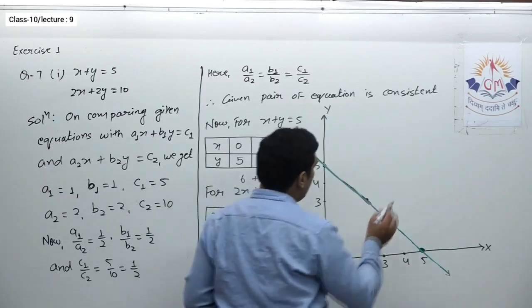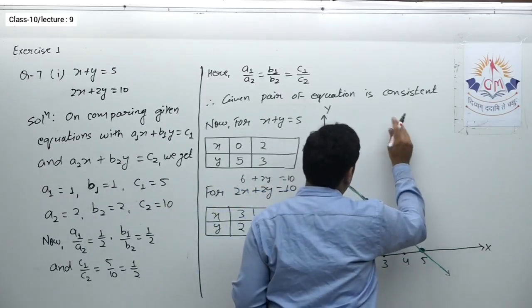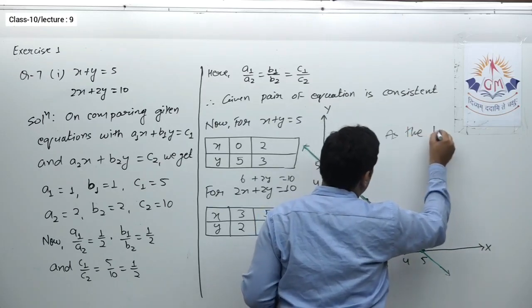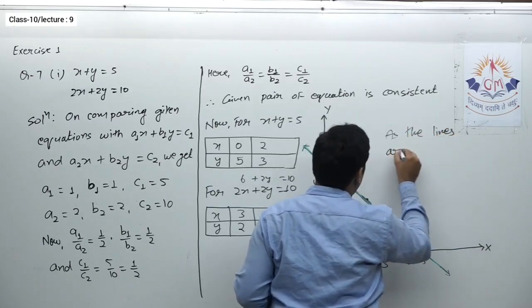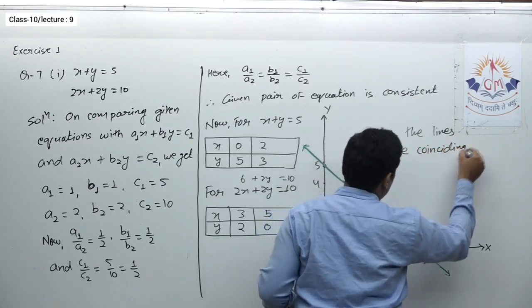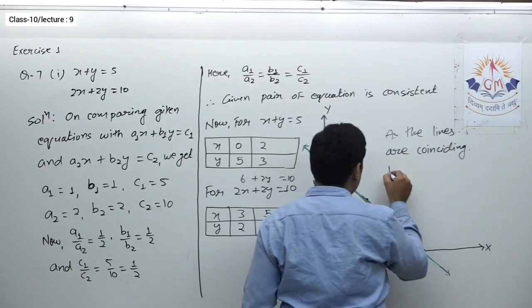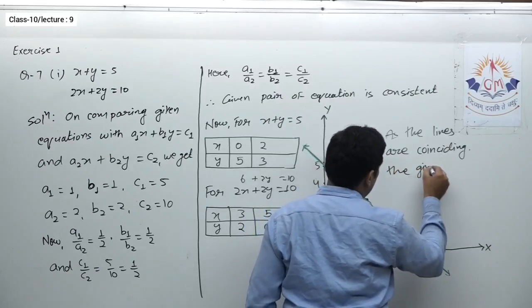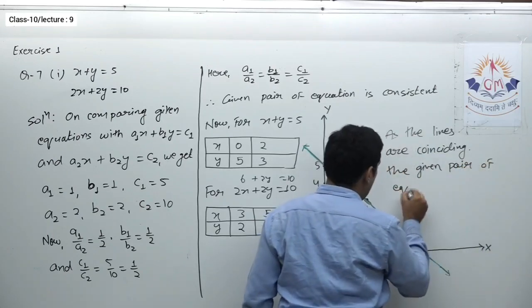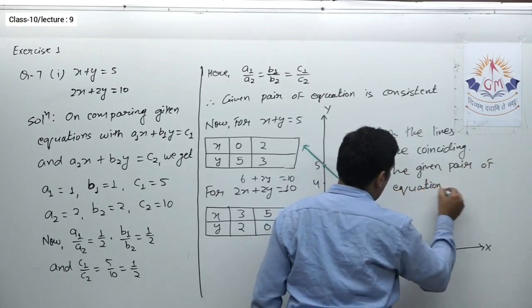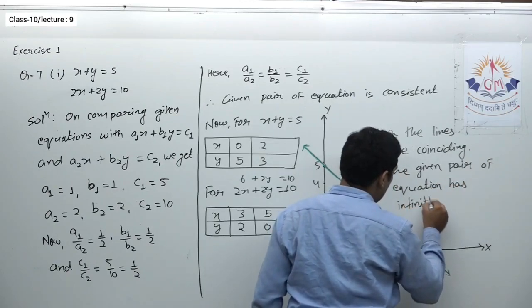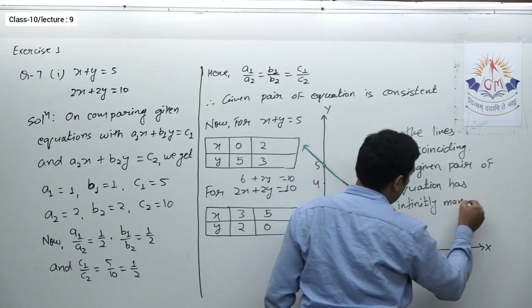So as a concluding line we can write that as the lines are coinciding, the given pair of equations has infinitely many solutions.